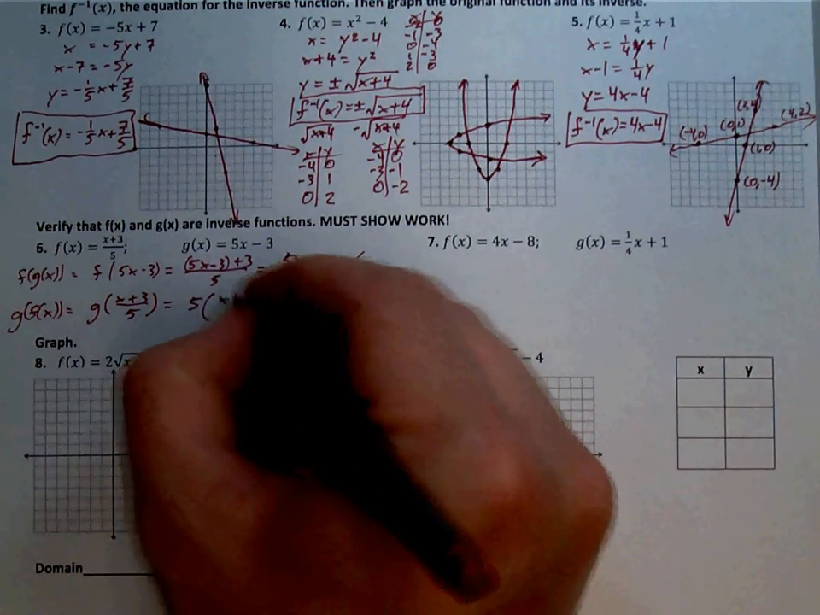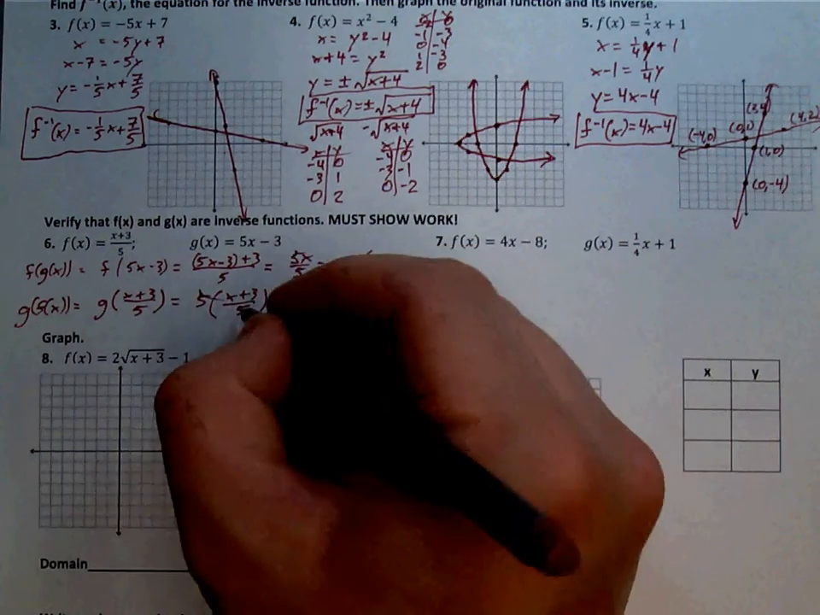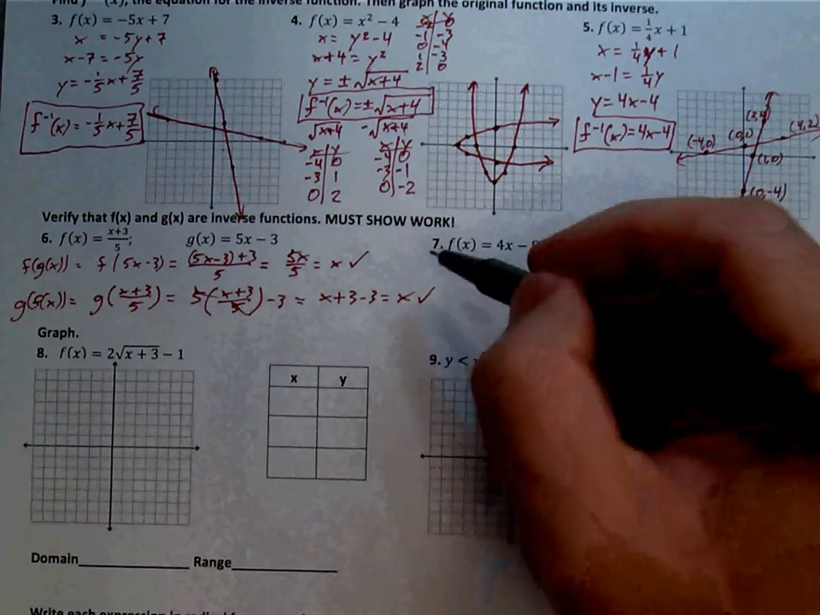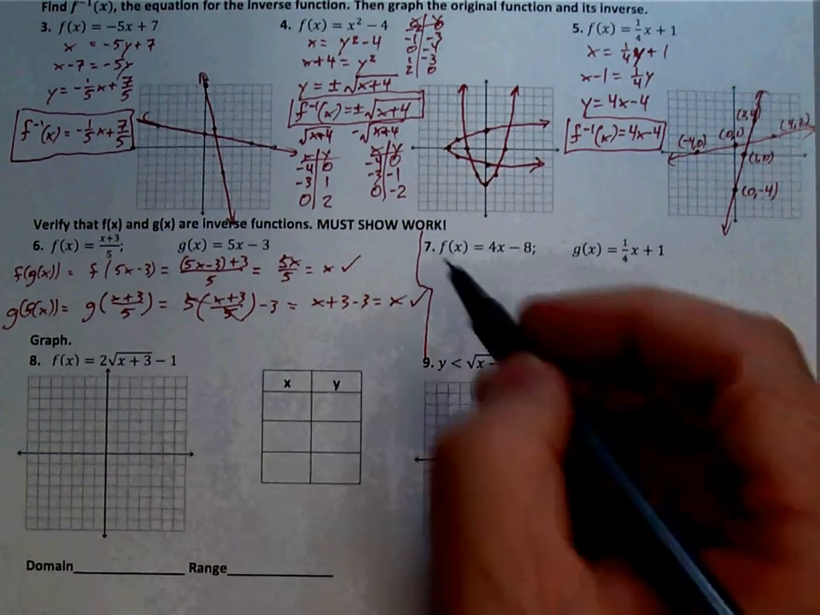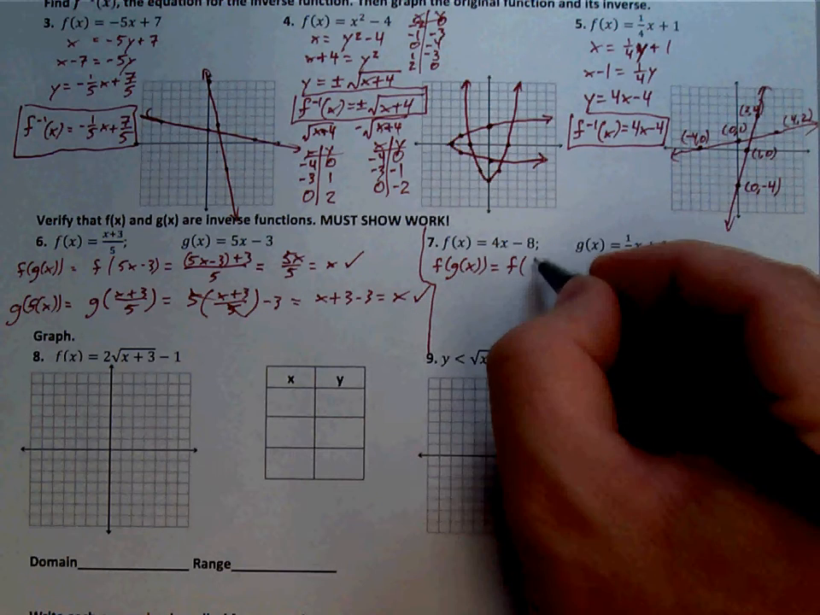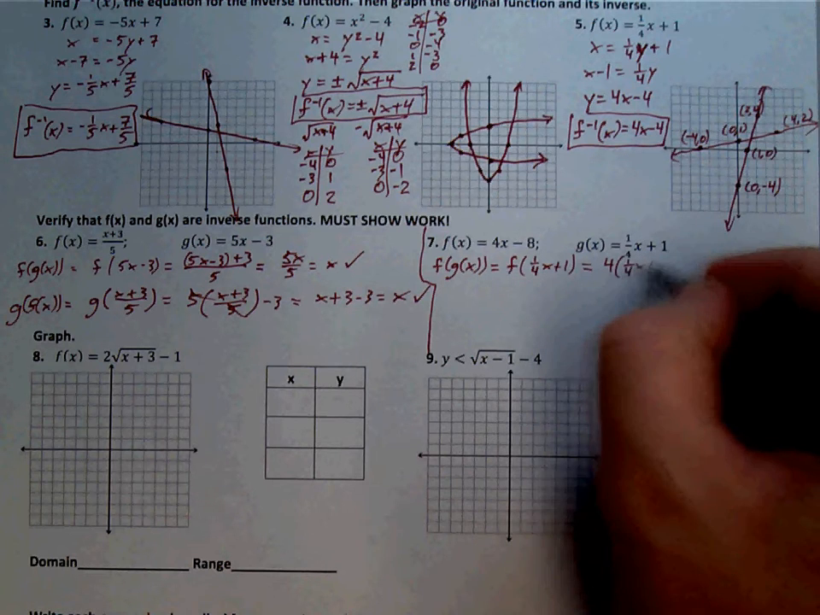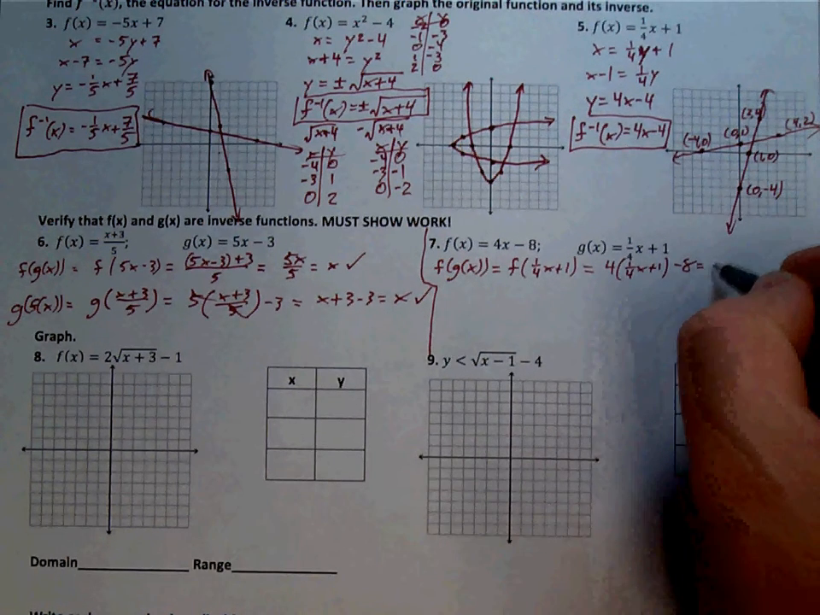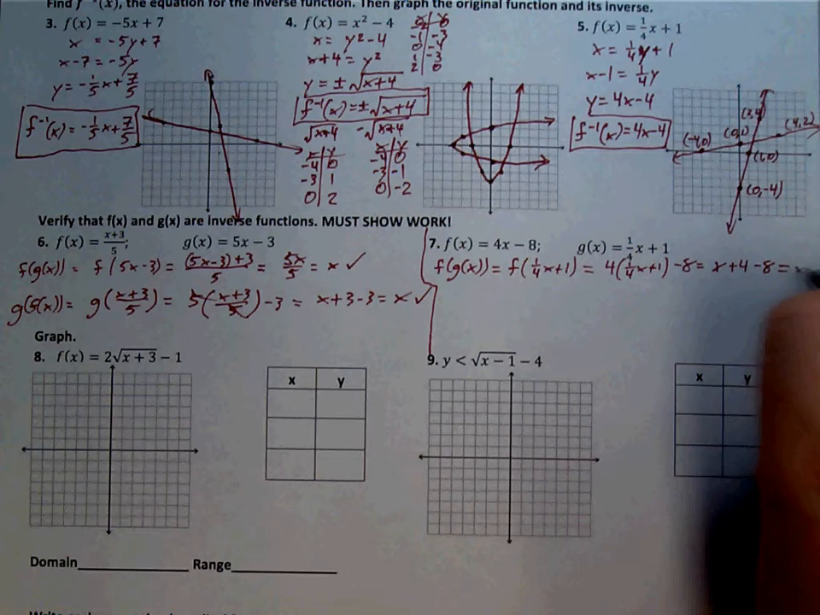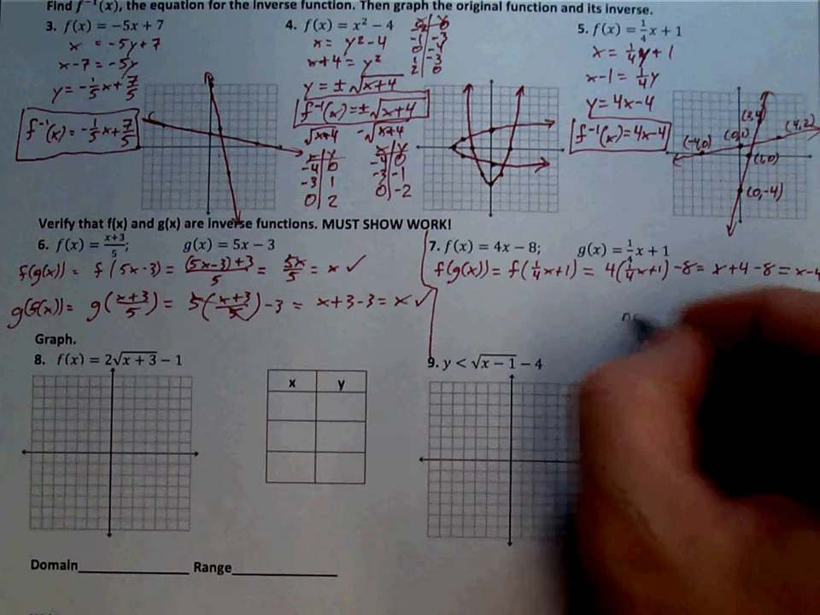So 5 times this fraction. Multiplied by 5, the 5's will cancel here, so we'll just get x plus 3 minus 3. That, of course, equals x. There, I verified that one worked. Okay, now 7. Distribute the 4. X plus 4 minus 8 equals x minus 4. This one's not going to work. I'm not even going to bother trying the other one. They are not inverses. It did not equal x.